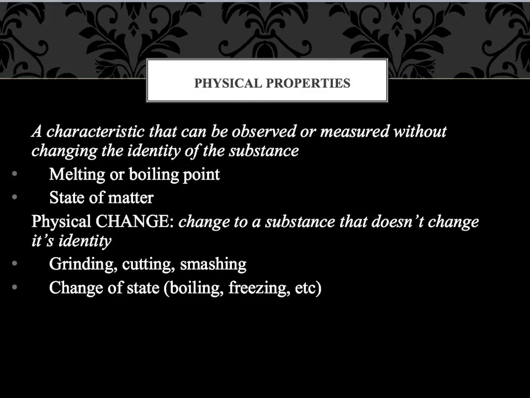Okay, physical properties. So we're going to talk about properties that all matter has, so we can identify matter based upon its properties, and there's two kinds, physical and chemical. So a physical property is a characteristic that can be observed or measured without changing the identity of the substance. So for example, melting and boiling, both of those would be physical properties.